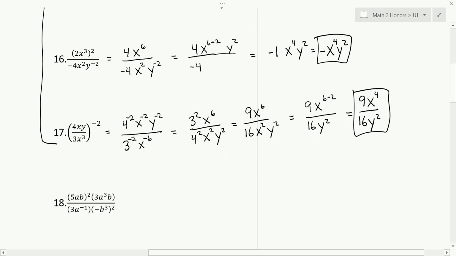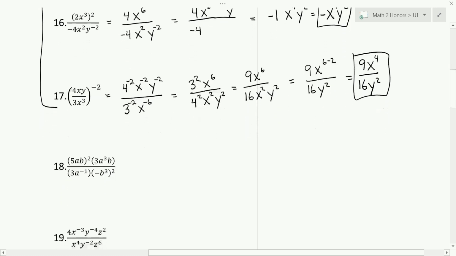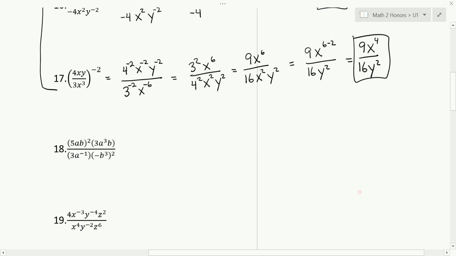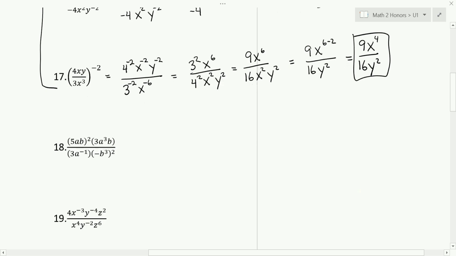All right, 18 looks even more complicated, but it may not be. So try 18 and 19. Give it a try. No new rules, there's just a lot of things to think about in these problems.